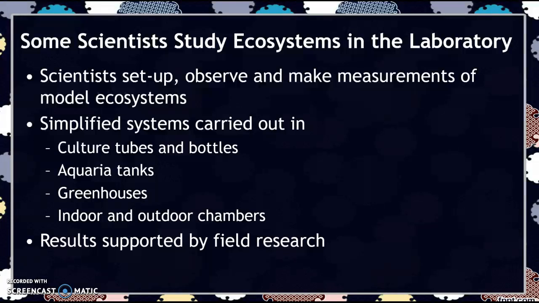Some scientists will study ecosystems in the lab. So scientists here set up, observe, and make measurements of model ecosystems. So these are simplified systems that can be carried out in culture tubes or bottles, aquariums, greenhouses, indoor and outdoor chambers. At the end of this unit, you guys are going to be making small little ecosystems in little chambers, and that would be an example of laboratory studies. Most of the experiments we're going to do in this class are going to be laboratory-based studies, not field research. However, a lot of times scientists will combine their laboratory studies and field research together to help them analyze and come up with their results.